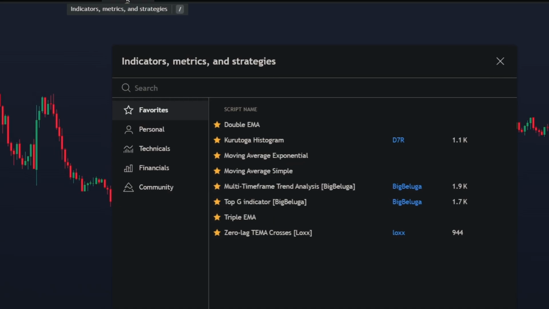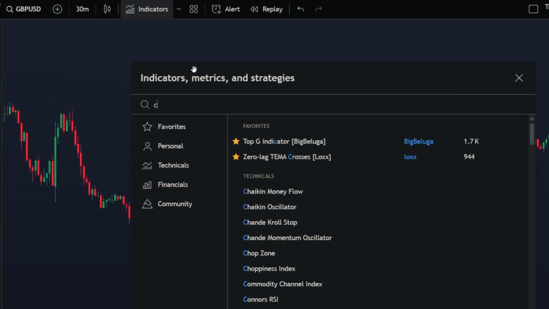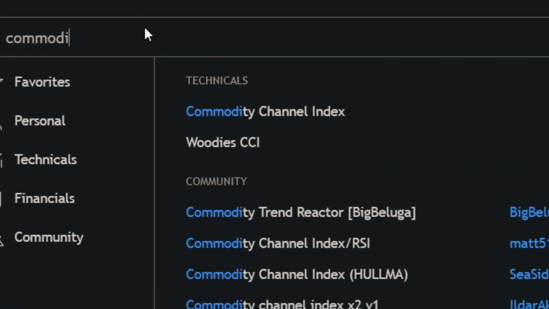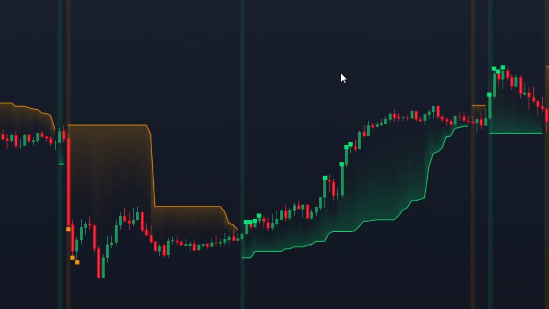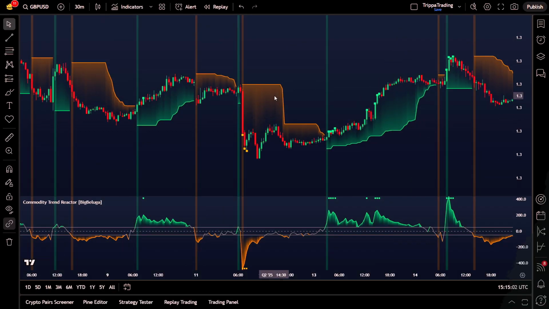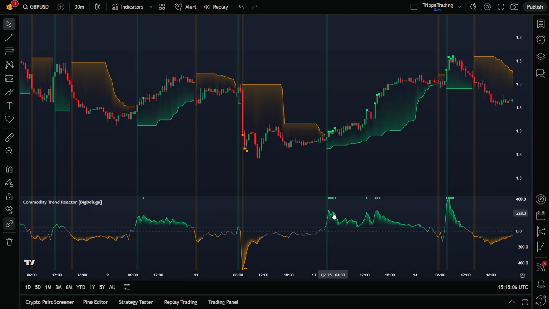To add this amazing indicator, go to the Indicators tab from here. Here, search for Commodity Trend Reactor. It's a brand new script created by Big Beluga. Add this one to the trading chart, and once you add it, it immediately starts painting a clear picture of market direction. And you will notice some other components on the trading chart that I will address gradually throughout the video.